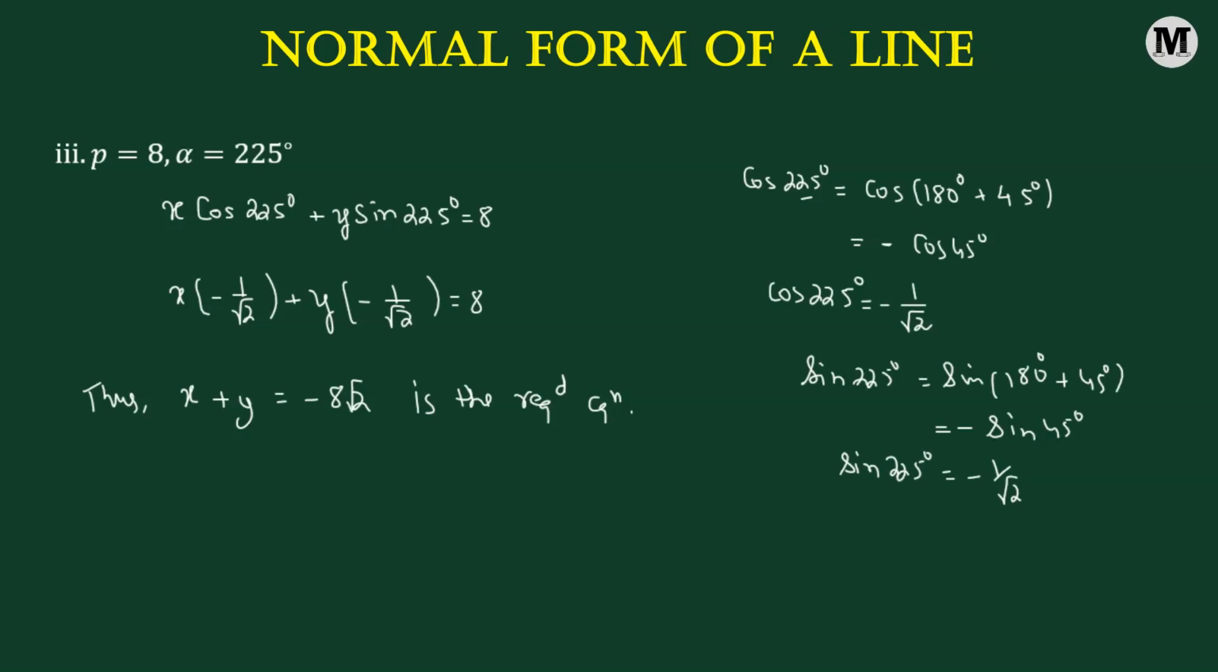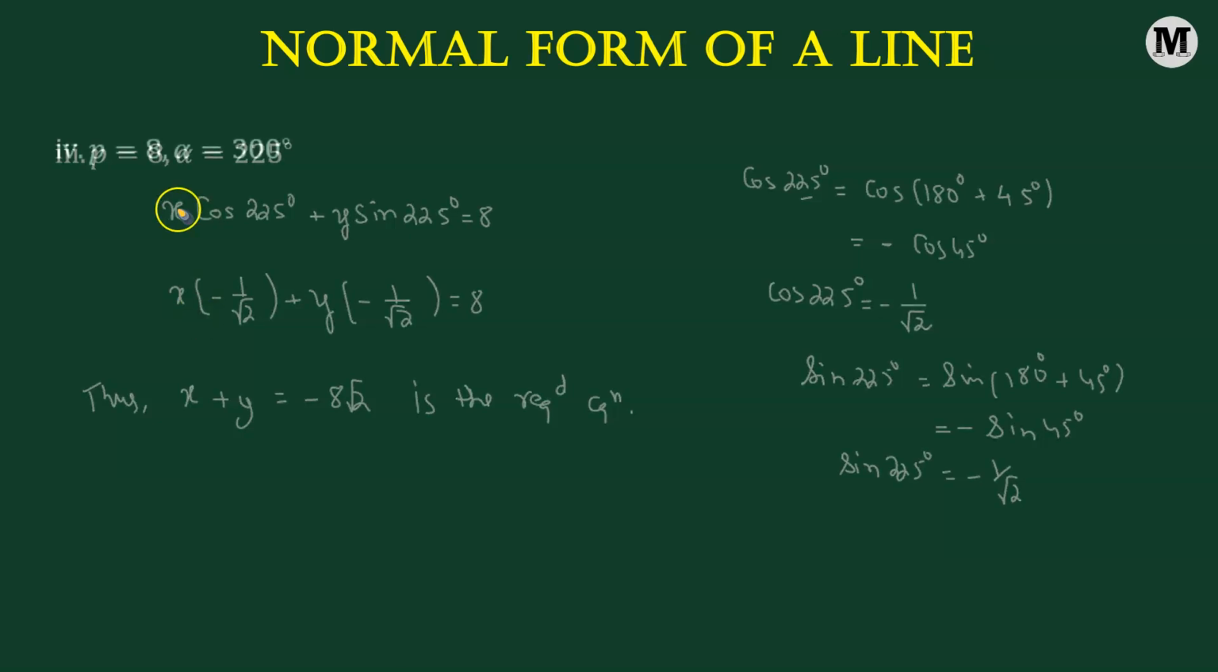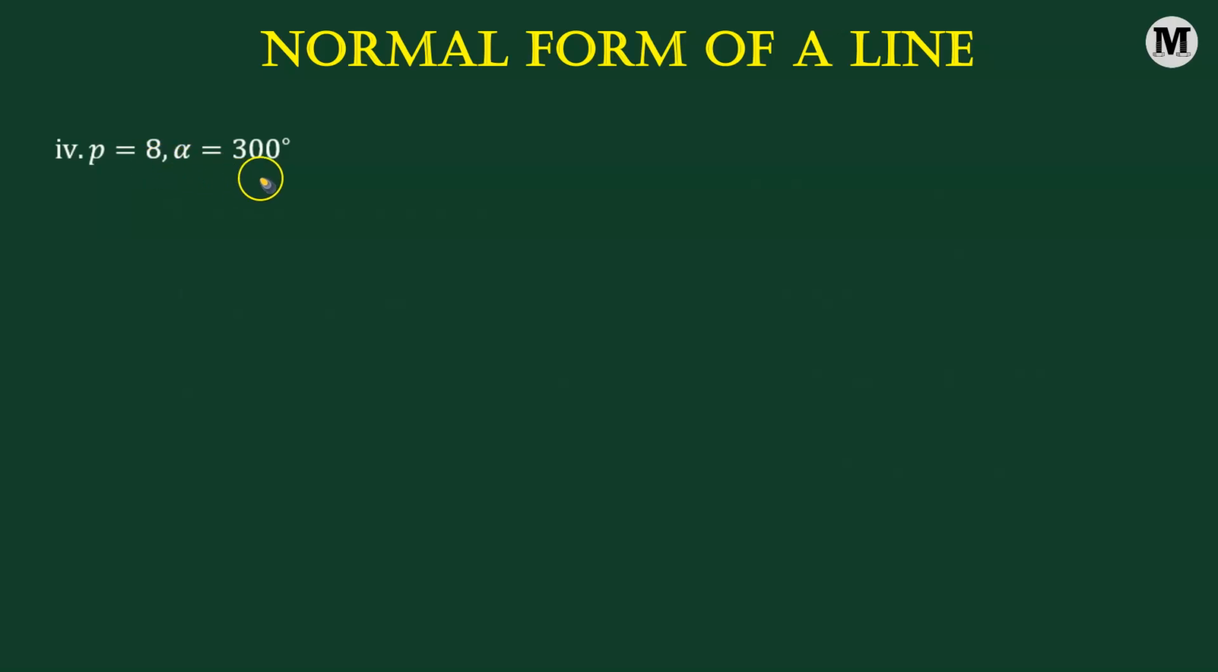Now let's move on to the fourth problem. So we have p equals 8 and alpha equals 300 degrees. Our equation is going to be x cosine of 300 degrees added to y sine of 300 degrees equals 8. Let's find out the value of cosine of 300 degrees.